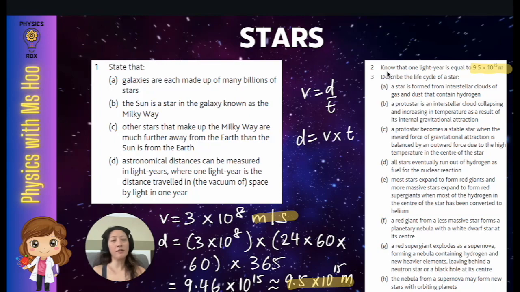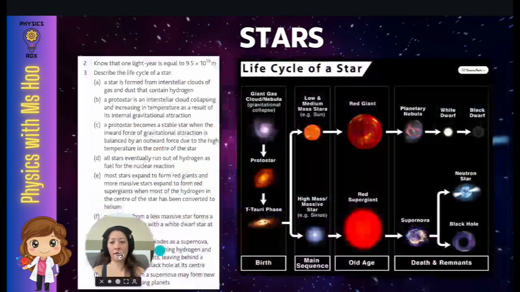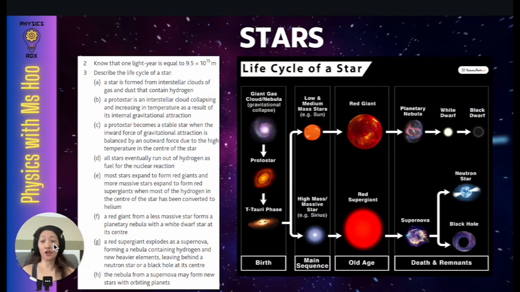Now, you also need to know the life cycle of a star. So I'm just going to go to the next slide because we've got the chart over here. We need to be able to describe the life cycle of a star. You just need to be able to describe what happens. You don't really have to explain. So what do you need to be able to describe?